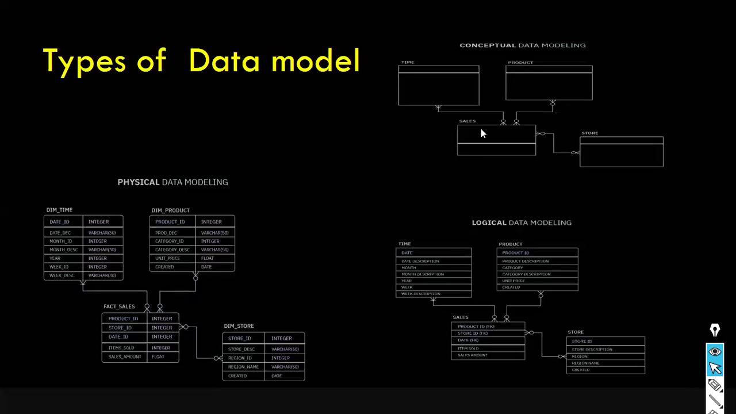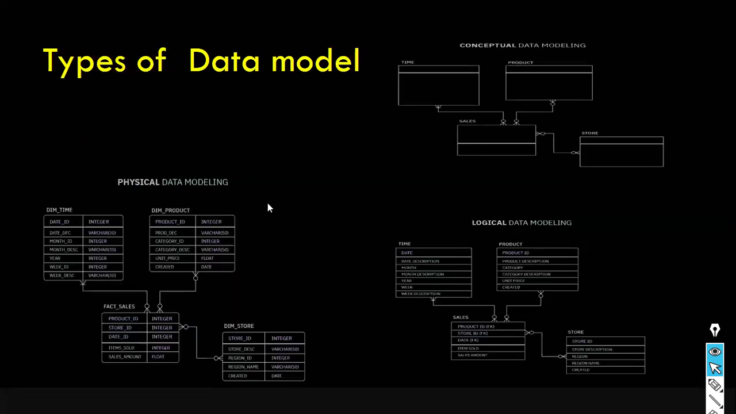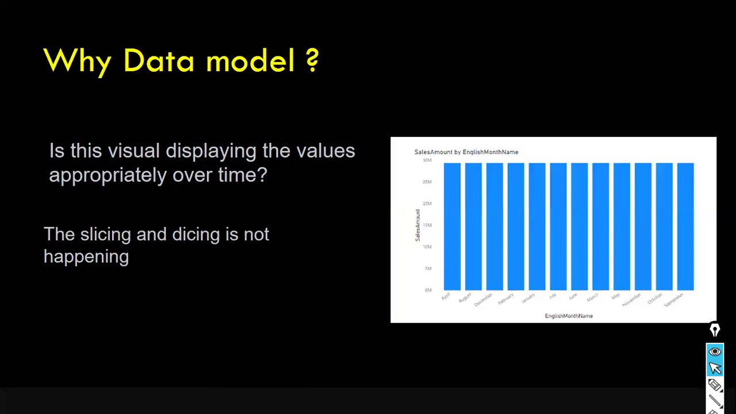So we've seen the conceptual data modeling, logical data modeling, and physical data modeling. And also we have seen the necessity of creating the relationship in Power BI. Without creating the relationship between the tables, it is not possible to create a report with accurate results. Okay. If you don't have the relationship defined or created, you cannot do slicing and dicing.